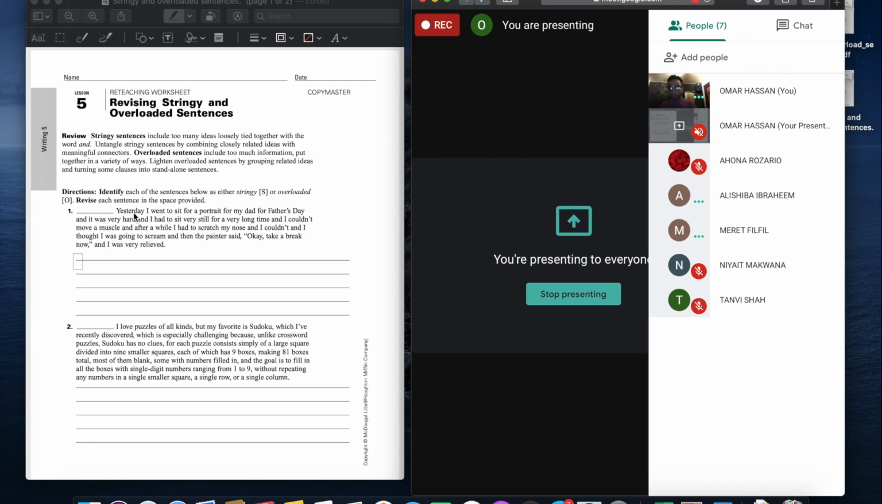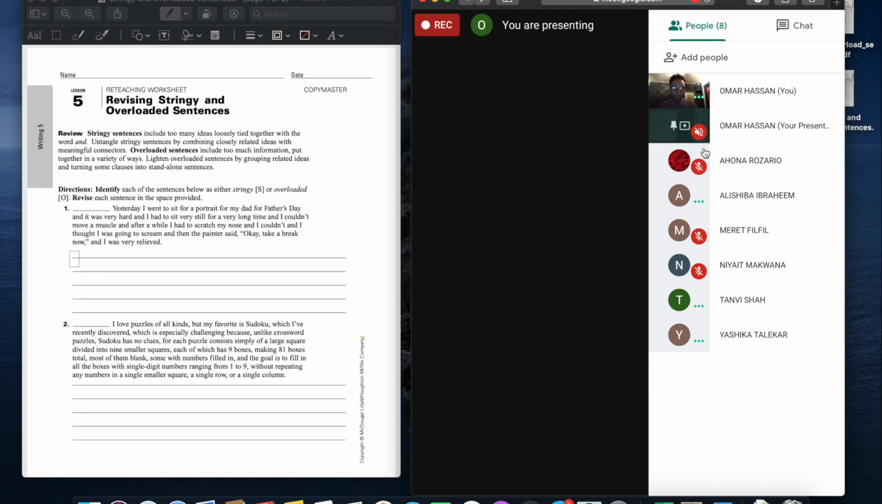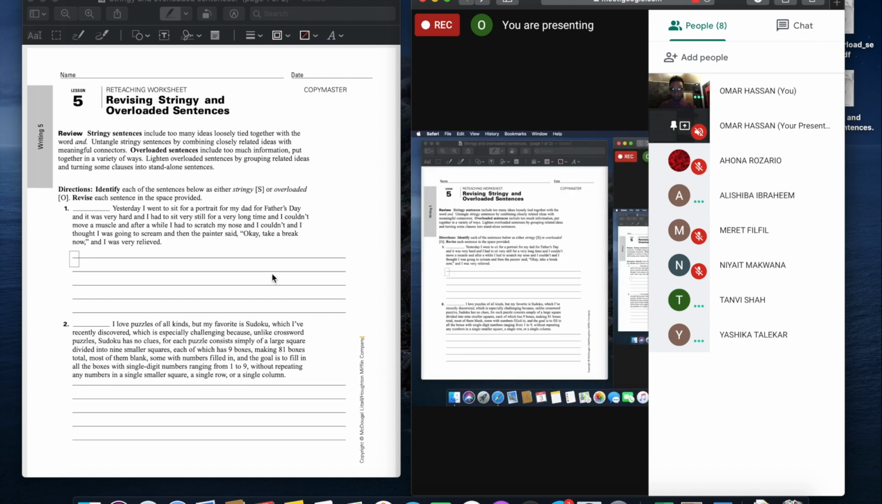Let's start with number one. Let's see what they want us to do. Tanvi, you want to read the directions for us? Stringing too many ideas clues into stand-alone sentences. Excellent. Very good. So, there are stringy sentences that include too many ideas, right? And there are overloaded sentences that include too much information. So, in any case, they're going to be what we call a run-on sentence, right? Yes. Excellent.